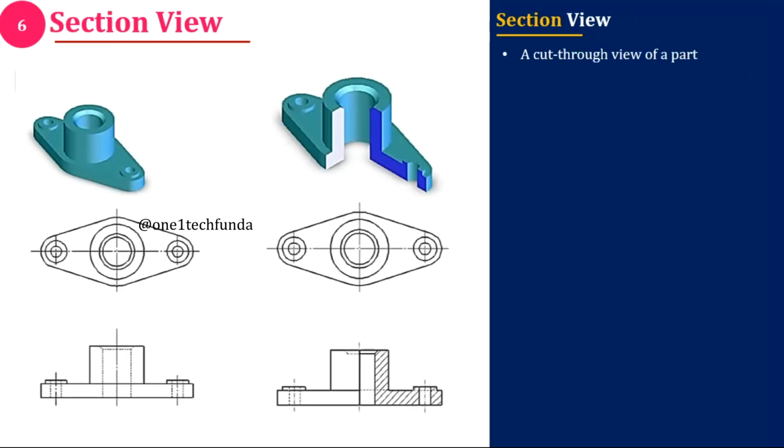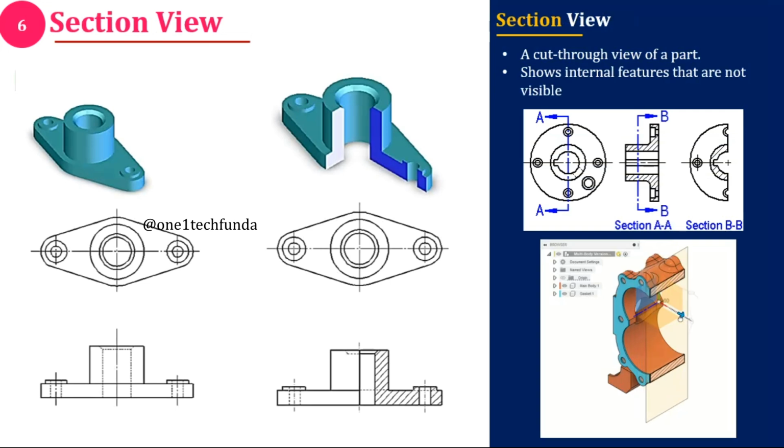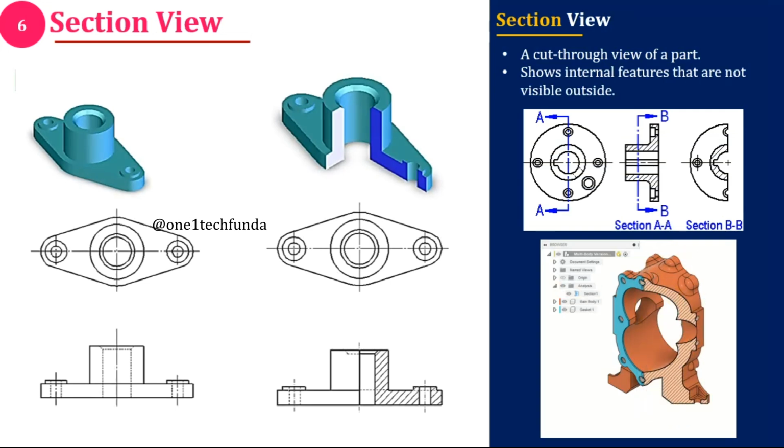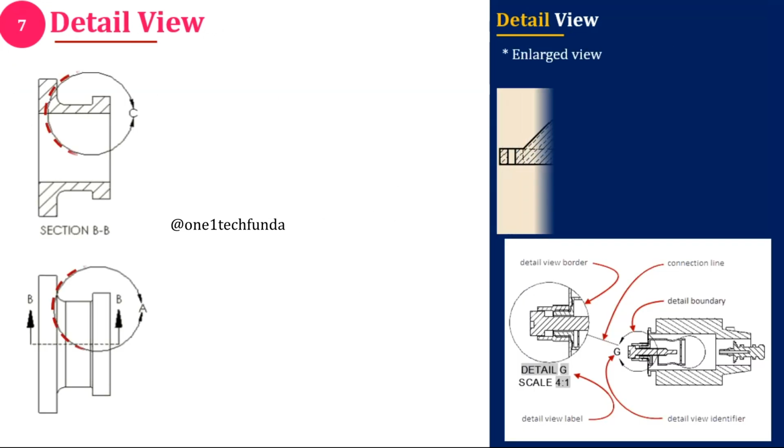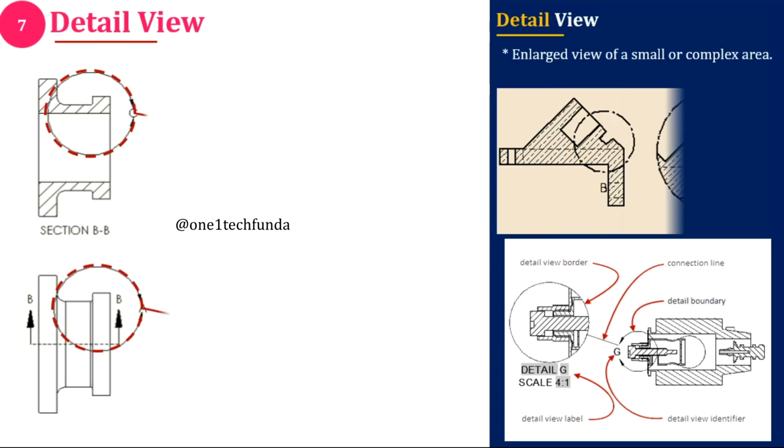Section view. Section view is used when we want to see the internal details of a part. Imagine cutting the part with a saw and looking at the inside. That is what a sectional view represents. Hatch lines are used to show the cut material. Detail view. Detail view is used when a small portion of the drawing needs to be magnified.